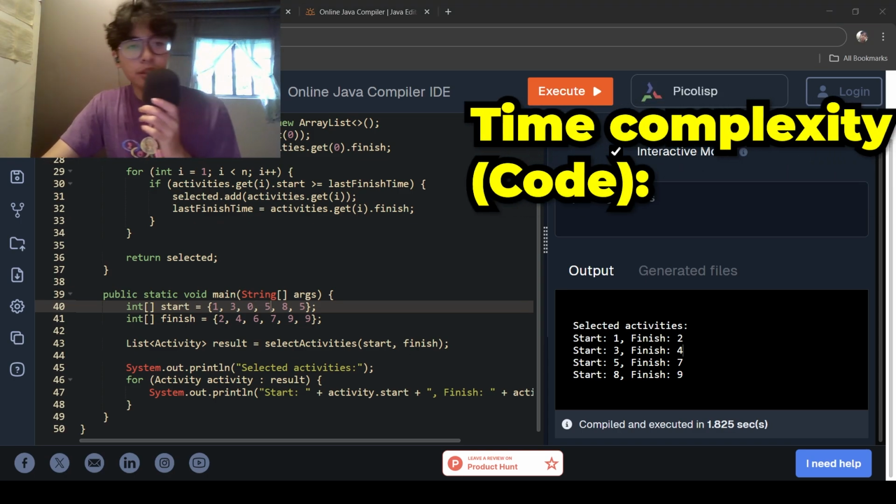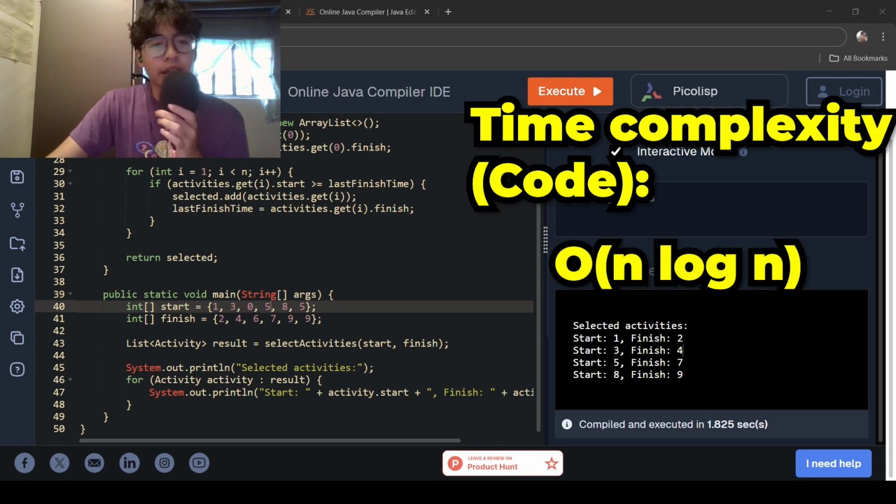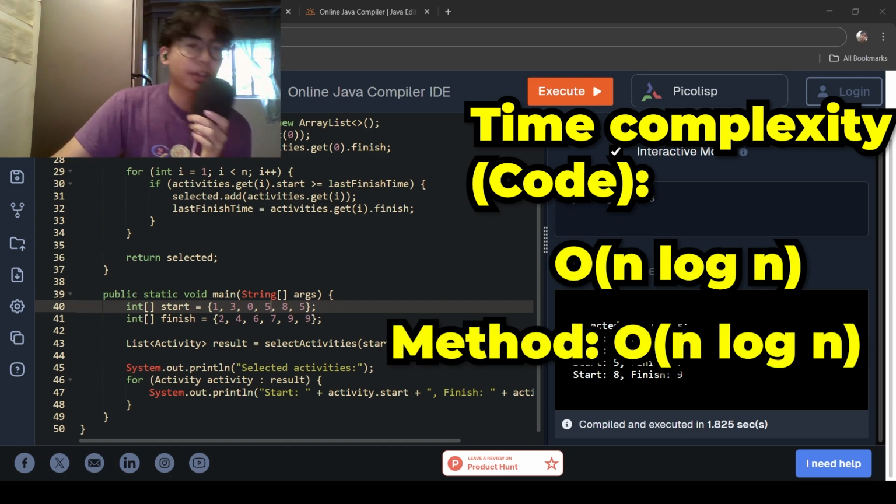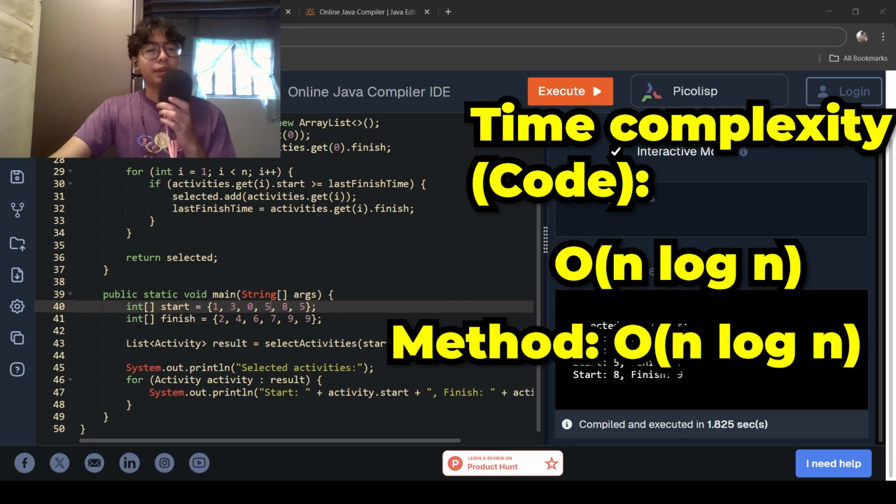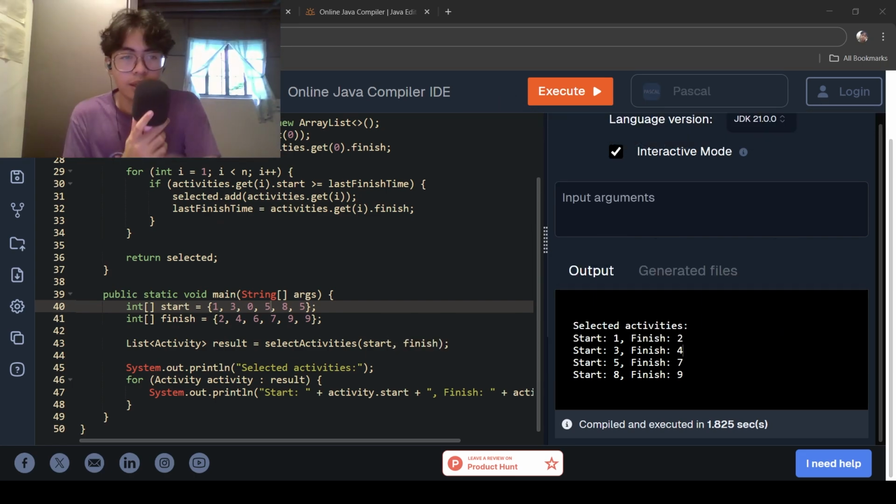The time complexity: the sorting is big O of n log n, the selection is big O of n, and the total is big O of n log n.